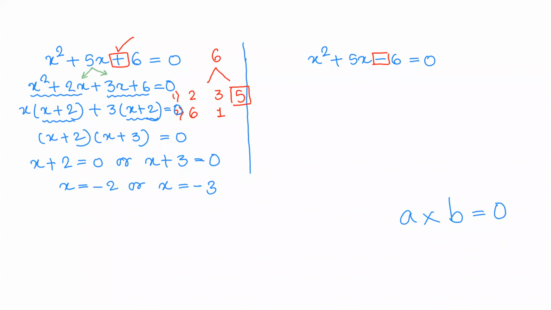Once again, the coefficient of x square and the constant term, we multiply both of them. And when we multiply, that is 1 multiplied by minus 6. So we get minus 6. Now what do we do? We have to split this in order to get the middle term. And the middle term is 5.